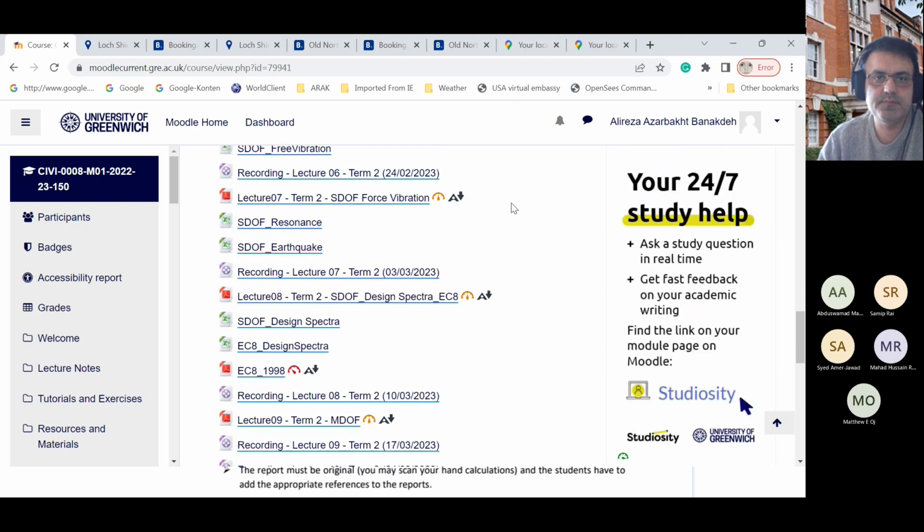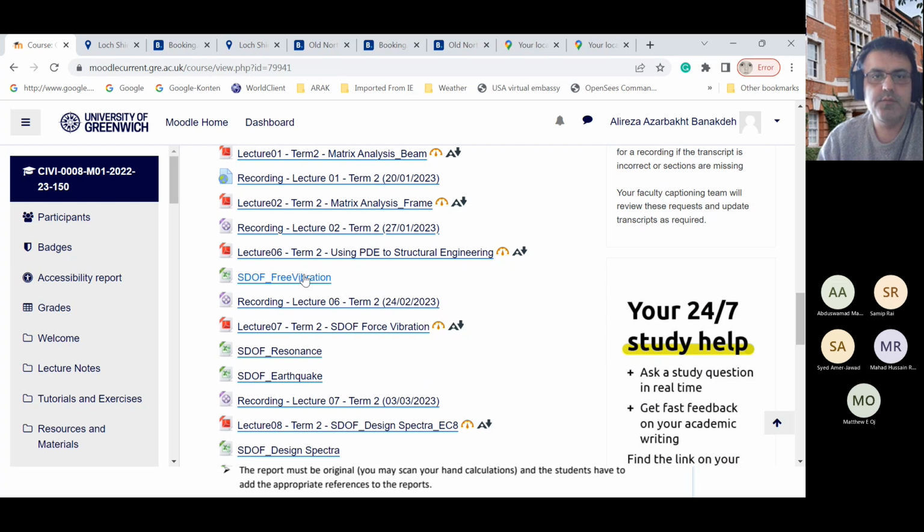On the Moodle, we have this Excel file, see? Single degree of freedom, free vibration, right? You can use this free vibration file to solve your single degree of freedom system. So you really need just to change the period of vibration, nothing else, and the initial conditions if you want, and you will get the response.